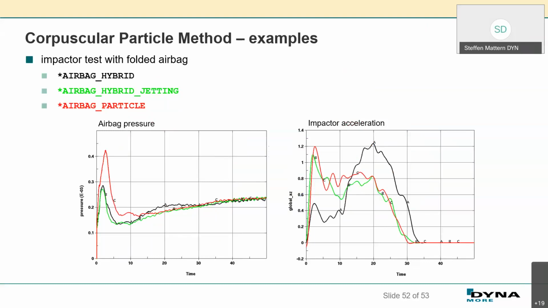Comparing the results, we see some positive influence of the jetting option in this example on the acceleration, while the pressure signal is mostly unaffected. Here the particle approach shows a significantly higher pressure peak in the beginning of the deployment compared to uniform pressure. In this example, the impactor can only move upwards. So it will not affect the gas flow direction as it was the case in the example with the child dummy before. If this would be the case, the limitation of the airbag hybrid jetting regarding the adjustment of the jetting directions would also be a problem here.